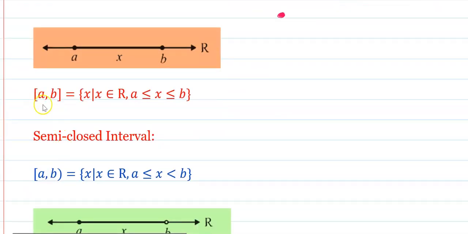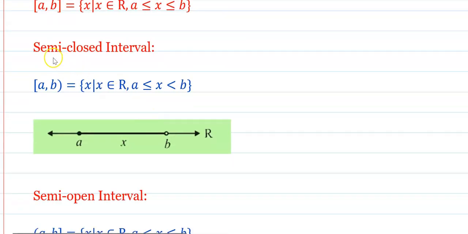Therefore the closed interval [a, b] is equal to {x : x belongs to the set of real numbers, x lies between a and b, and x is equal to a also and x is equal to b also}, like this. Now the next, semi-closed interval. On the left hand side it is closed and on the right hand side it is open. It means what? x belongs to the set of real numbers. Here a is included but b is not included.